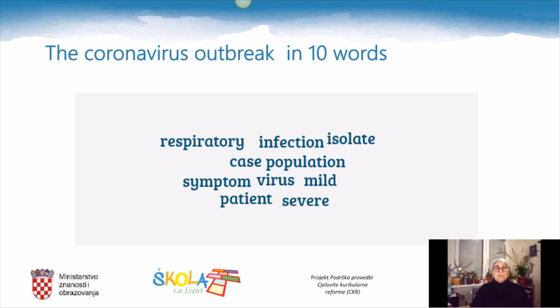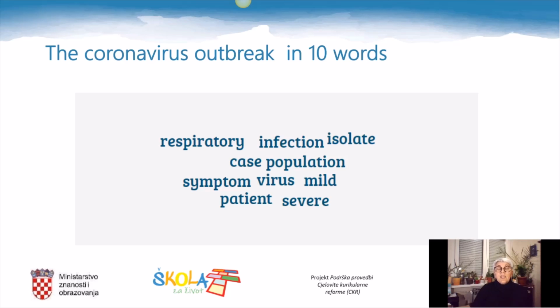There are some words here that name things, like virus. There is a similar word in Croatian, virus, or infection, infekcija, or symptom, symptom, patient, pacient. What do we call them? They are nouns, imenice. Can you find any more nouns? Yes, a case is a noun and population is a noun.